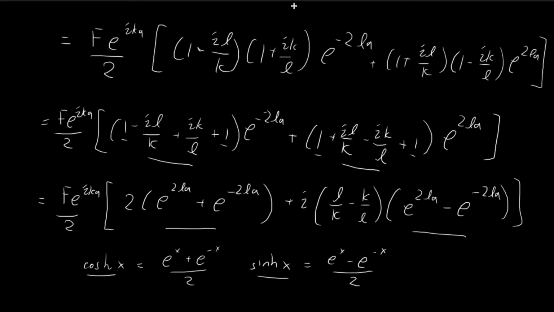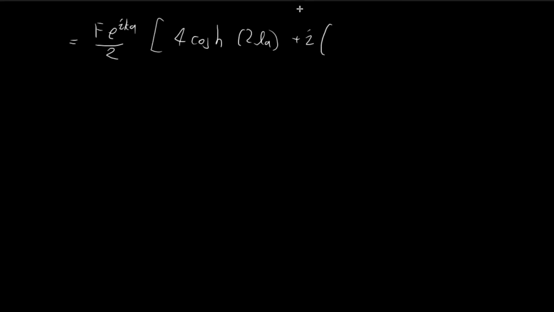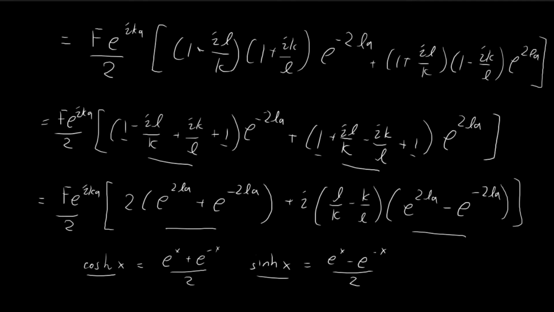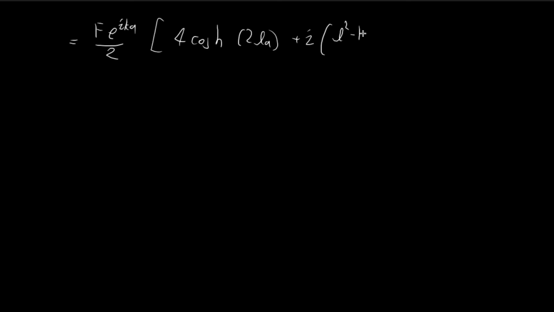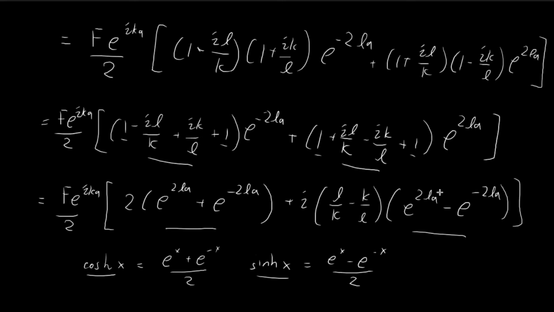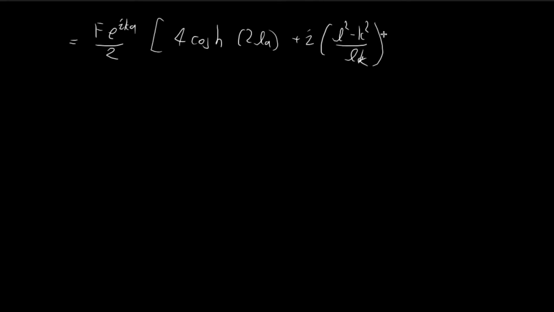And then we do the same thing over here. So we have i, and then let's just combine these two terms. So we have l squared minus k squared divided by lk. And then for this term, this resembles the hyperbolic sine term with the 2 multiplied to the other side. So what we have here is 2 hyperbolic sine 2la. And so there we have it.